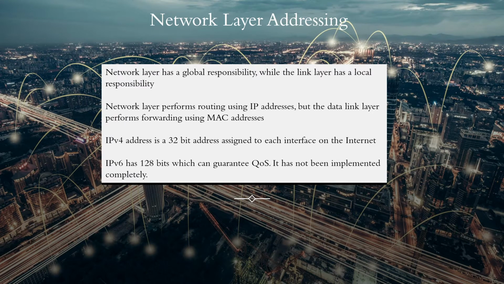The network layer's main functions are routing and logical addressing. In order to identify nodes in a network, the network layer assigns each node a 32-bit address called the IPv4. With 32 bits, IPv4 can provide 2 to the power 32, which is about 4 billion addresses.